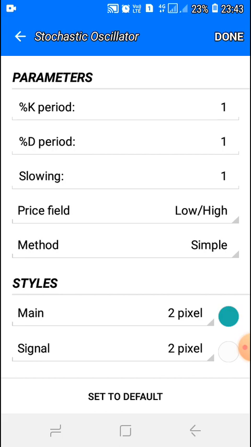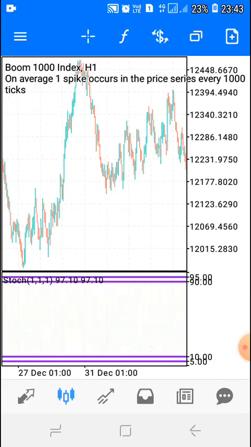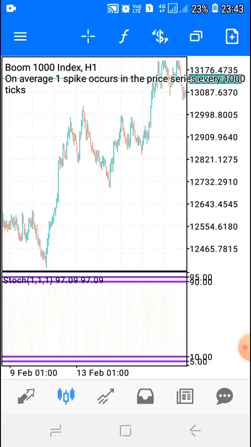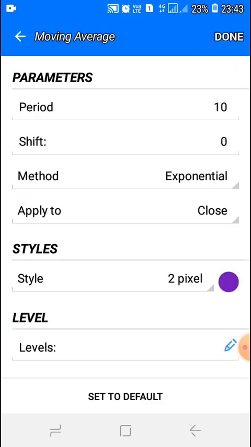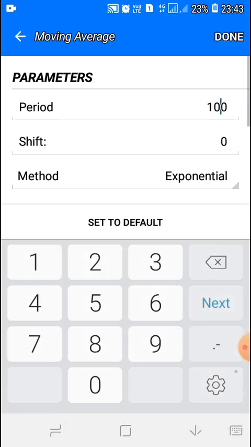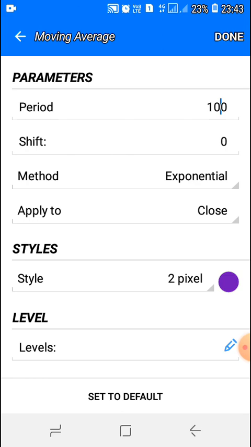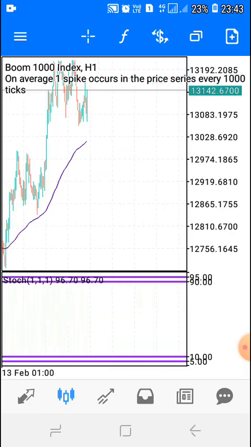Don't just click off the video as soon as you see all the indicators, because you won't know how to use the strategy properly, and you might end up blowing your account. So the first indicator that we're going to add on our main chart is our moving average. Now it should be 100, shift 0, method exponential, apply to close, style 2 pixel purple. So this is how it's looking.